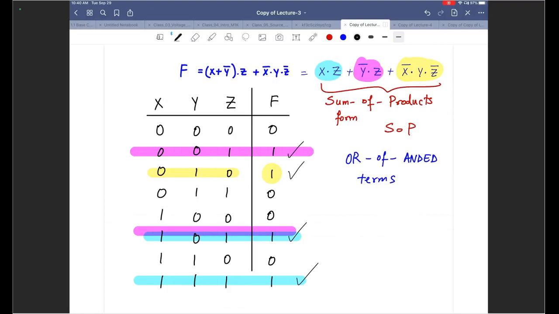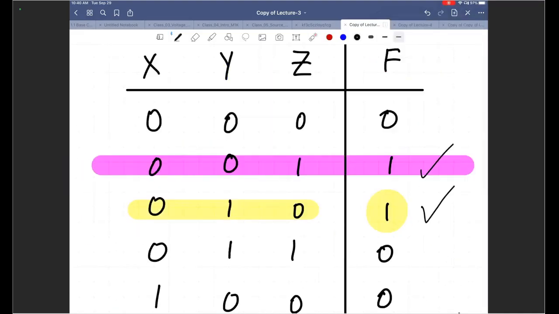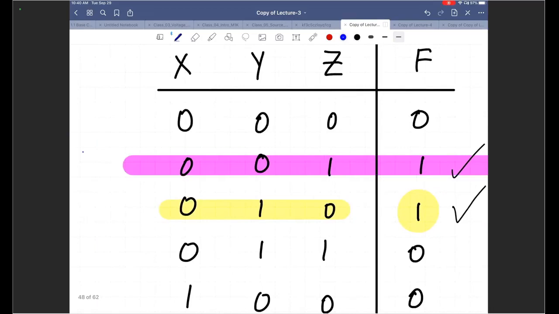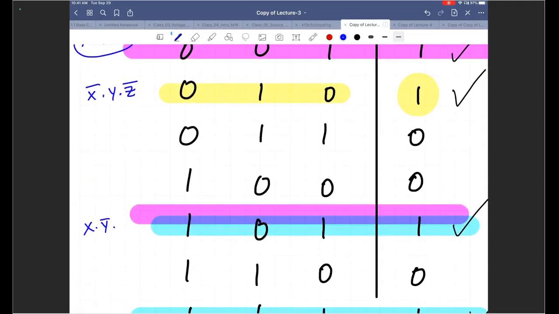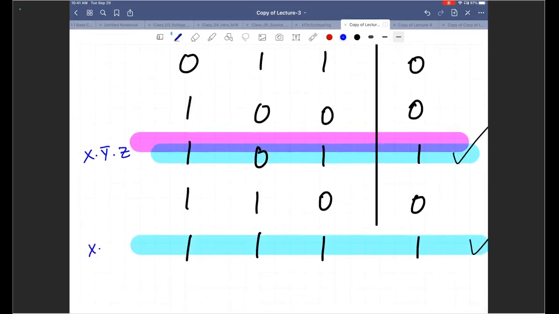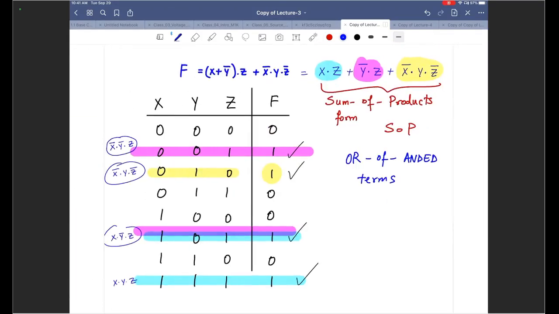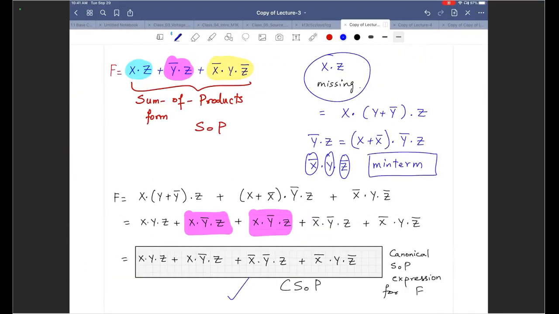So for example, if I look at the first one here, what do I have? X is 0, y is 0, and z is 1. So that will give me the product term x complement and y complement and z. The next one will be x complement and y and z complement. The next one will be x, y complement, z. And the last one will be xyz, because they're all 1. Now, if you look at these 4 product terms here, they exactly match our CSOP expression. So that's how you can directly write CSOP expression from the truth table.